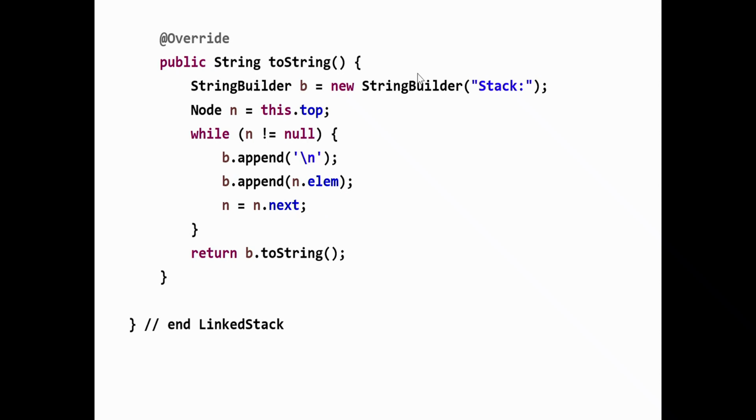I'm using a string builder here, but you can just use a regular string. String builder is somewhat more efficient if you have a big stack. And then at the end, you're done. I've processed all the nodes in the stack, so I just return b.toString to get the string representation of the string builder.